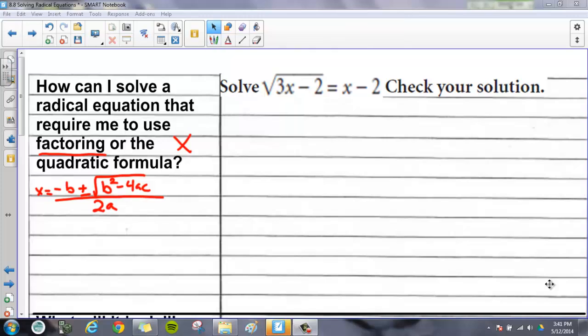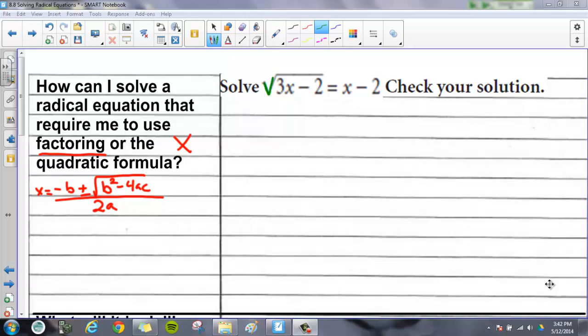And so we got a problem here where we are going to need to use that. So we're going to solve this radical equation. First step, we got to get the radical by itself on one side. It's done. Look at that. Isn't that easy?